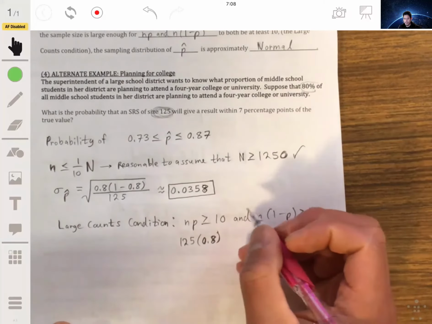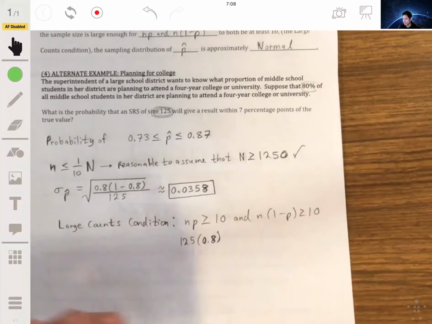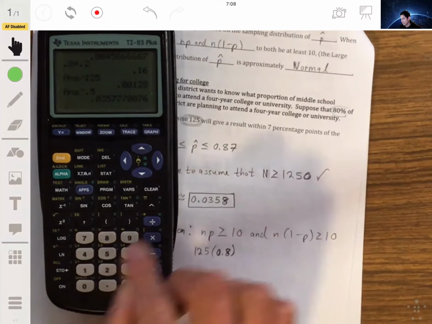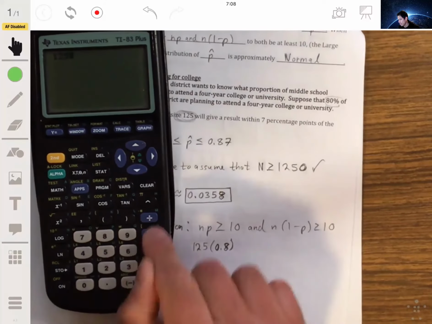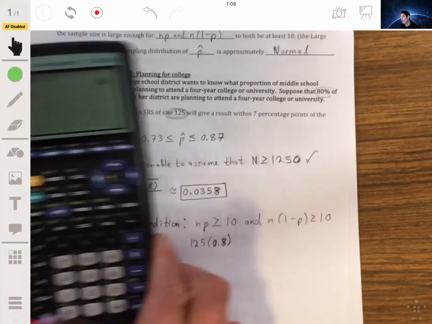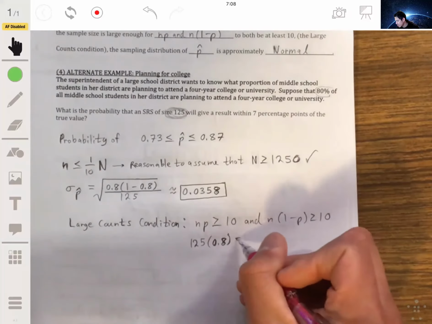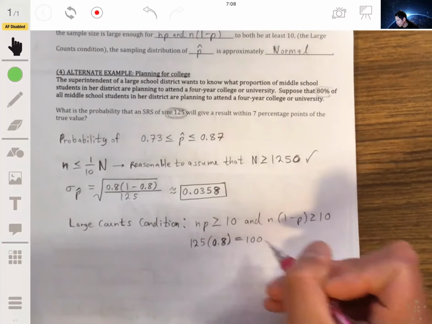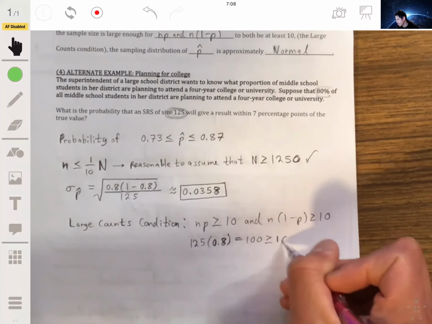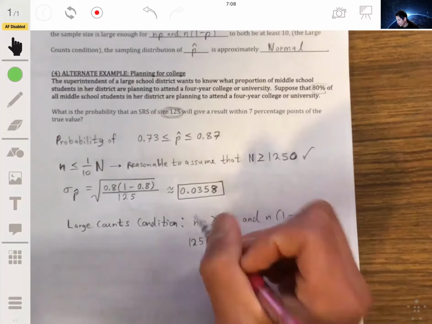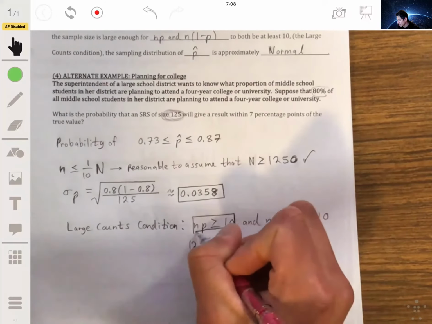I believe that would be like 100. Let me just double check. I'm not feeling too secure about my math right now. Yeah, it's 100. So that's equal to 100. So that's at least 10. So that checks out. We're good there.